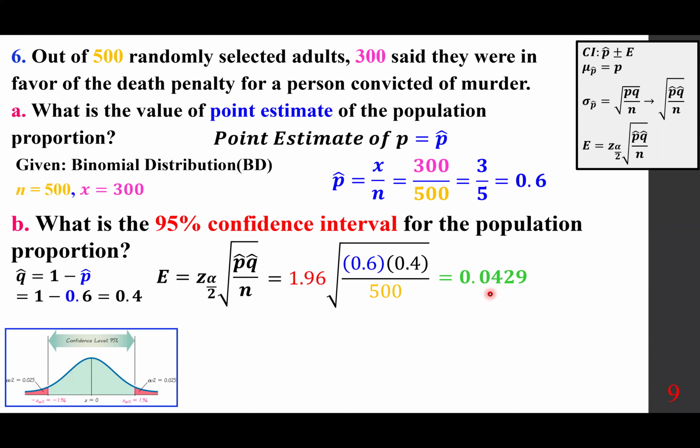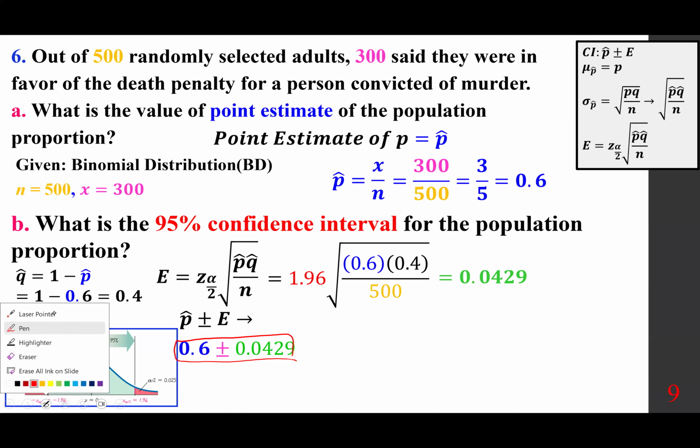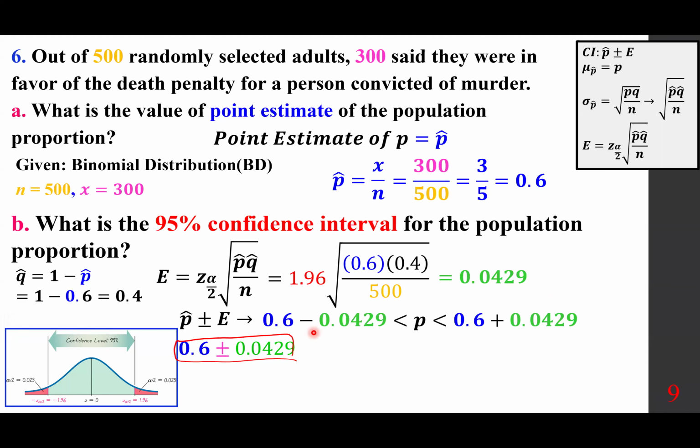So the answer is P hat plus minus E, which is 0.6 plus minus this number, or 0.6 minus this, 0.6 plus this, P is in between. So this is one way to write it. In fact, box that. So this is one way to report the 95% confidence interval. The second one: 0.6 minus this number, 0.6 plus this number. So P is between these two. This is the second method. Again, which one do you use to report? Whatever they ask you. They may ask you for this or that one, not both.